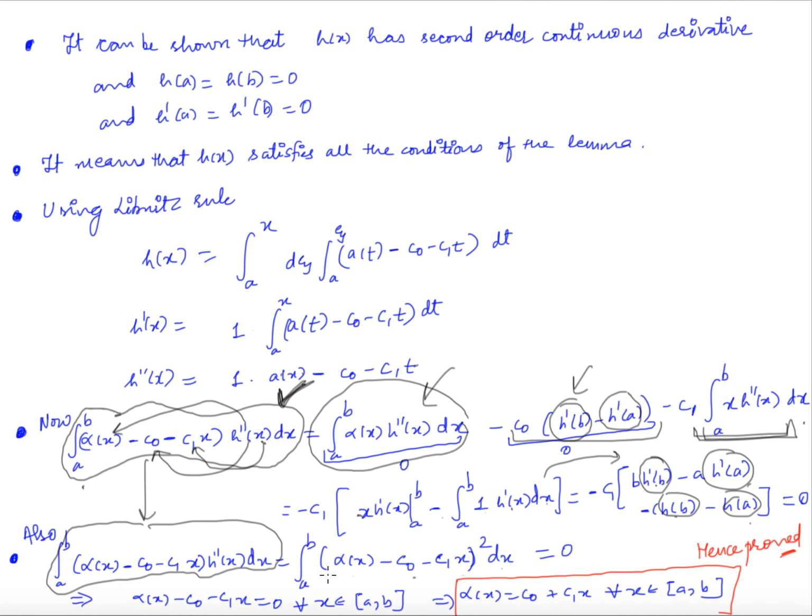Now you are saying that the integral of a positive quantity from a to b is 0. That is possible only when that quantity is equal to 0. Therefore you get that (alpha x minus c0 minus c1 x) squared is equal to 0 for all x in (a, b), and the square you can remove, so you get alpha x minus c0 minus c1 x is equal to 0 for all x in (a, b). So you get that alpha x is equal to c0 plus c1 x, where c0 and c1 are constants, for all x in (a, b). Okay. So this is how we have proved our lemma 3.